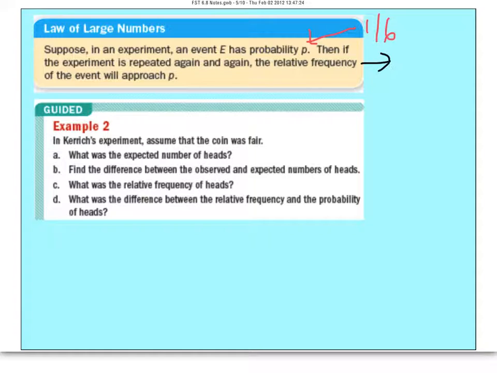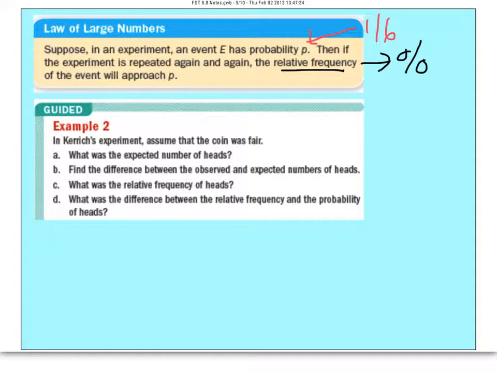Remember, relative frequency, you guys, is percent. So they're saying the more and more you do an experiment, the percent of outcomes on that experiment should actually become what we expect it to be in theory. So let's look at this example.